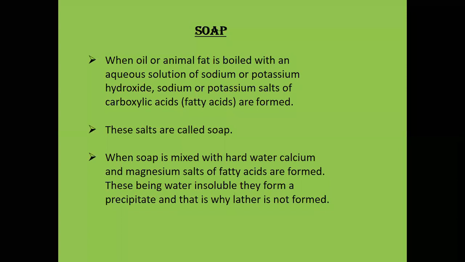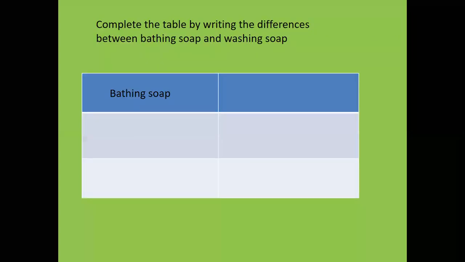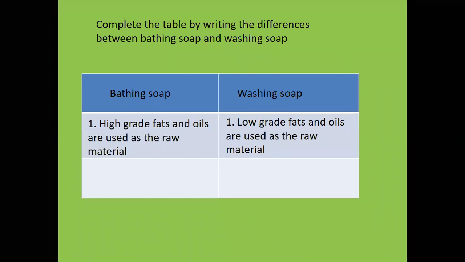Okay. So moving ahead, let's try to understand the difference between a bathing soap and a washing soap. We all know that oils and fats are the main content of making a soap, irrespective of whether it's a bathing soap or a washing soap. So what will be the actual difference? In bathing soap, we will use high quality fats and oils as the raw material because definitely it's used for bathing purpose. Under washing soap, we are going to write low grade fats and oils are used as the raw material. Similarly, you might have observed in bathing soap, the smell is very nice as compared to that of washing soap.